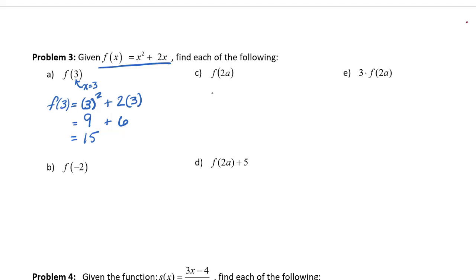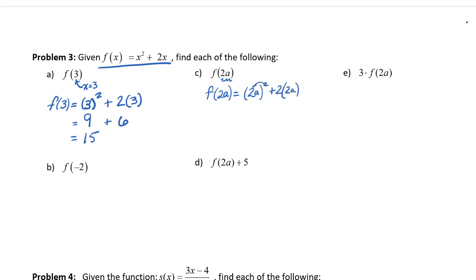This next one might be a little more interesting. We have a letter and a number in it, f of 2a, so we're going to replace any x's with 2a, being careful to put parentheses around what I am substituting.